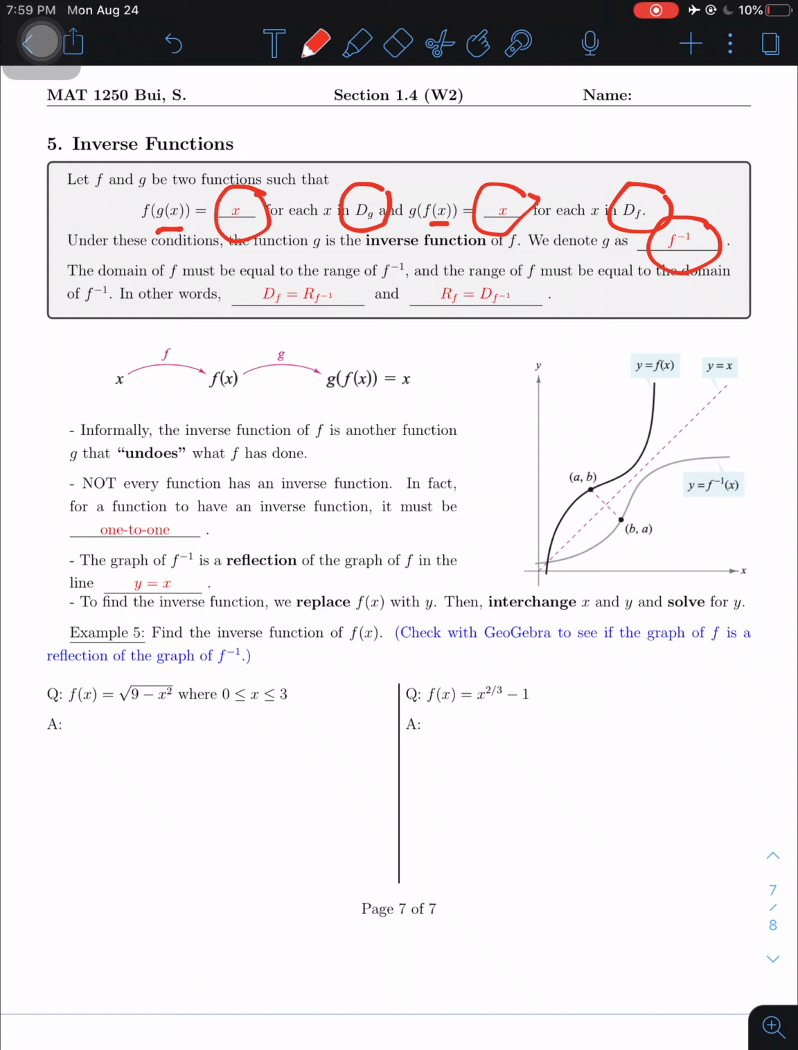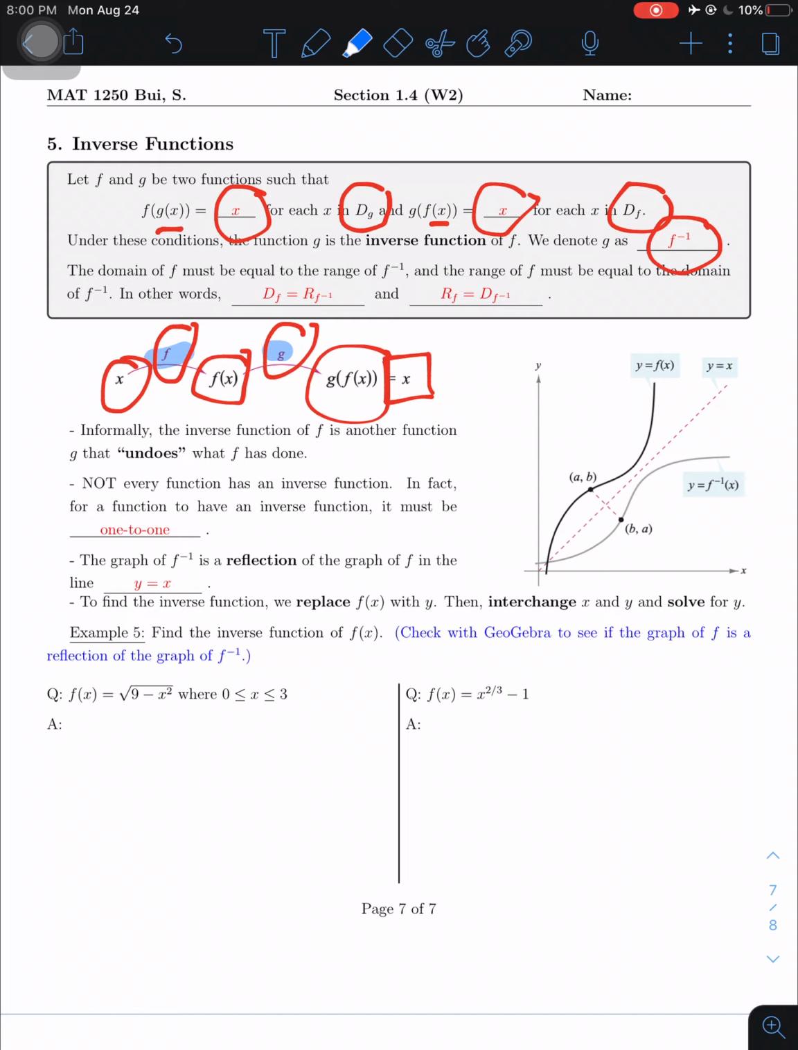Okay? So now, say you have a variable x, you plug it into a function called f, you're going to have f of x, right? And you throw that whole f of x into another function g. Then the f would be inside your g function. And if you simplify it, you do it out, and you end up having x. Then f and g are inverse functions of each other.